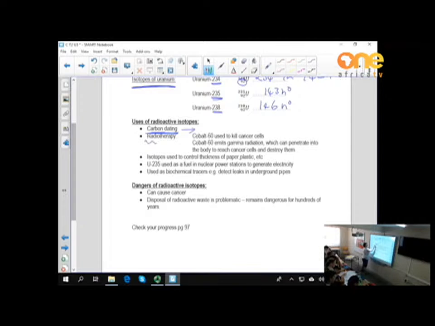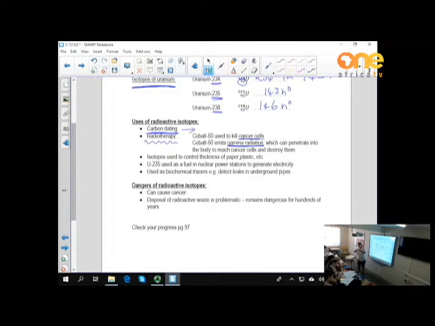Now, radiotherapy, cobalt-60 is used to radiate cancer cells. Cobalt-60 emits gamma radiation, so it's not a particle, it's a wave. Now, particles, if I want to get a particle to go through something, the experiment we do with diffusion, where we put the filter paper in and the gas particles can diffuse through, why can the gas particles get through? There are spaces. Do you understand?